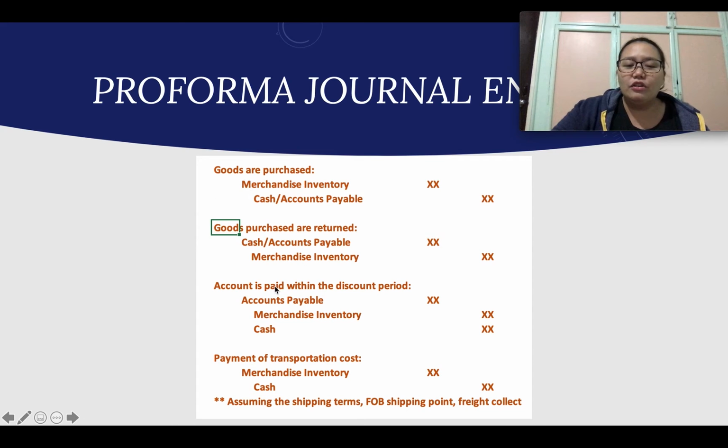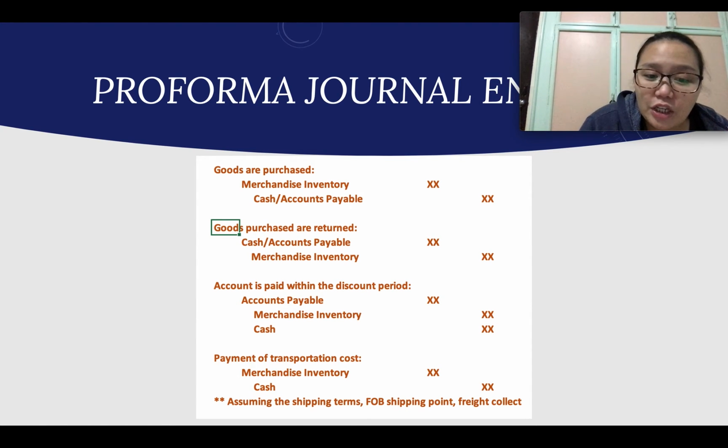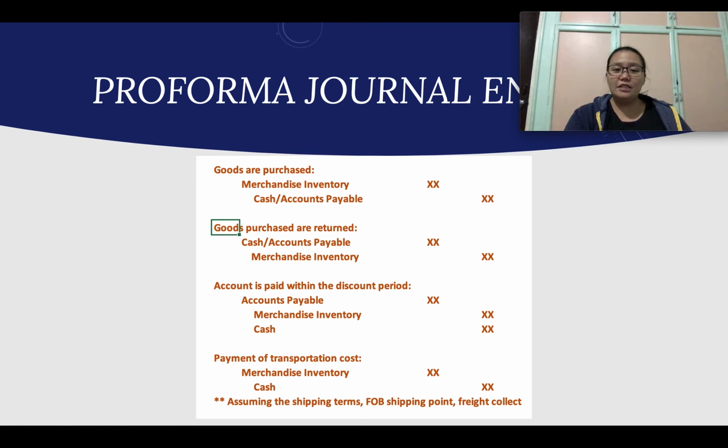So look at the third entry. If the account is paid within the discount period, the proforma journal entry is to debit accounts payable, credit merchandise inventory, and to credit cash. So lastly, the entry to record the payment of the transportation cost is to debit merchandise inventory and to credit cash, assuming the shipping terms is FOB shipping point, freight collect. So again, we eliminate the purchases related accounts and charge and credit everything to the merchandise inventory account.